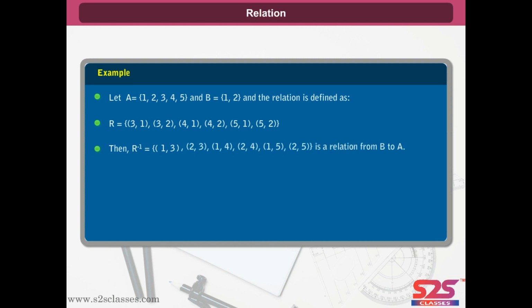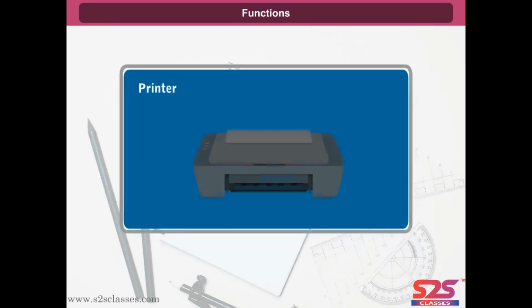Similarly, we do for other ordered pairs and obtain the inverse. We can also find the domain and range of the inverse relation as shown. Have a look at this printer. What is its function? A blank sheet is inserted into the input slot and a printed sheet comes out as the output.